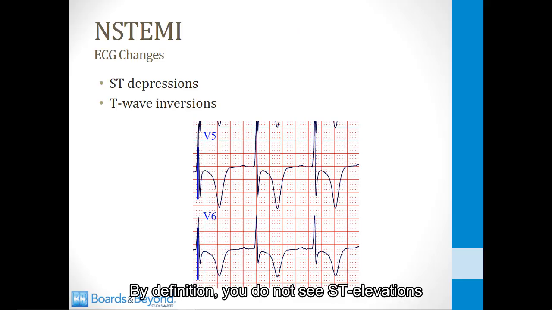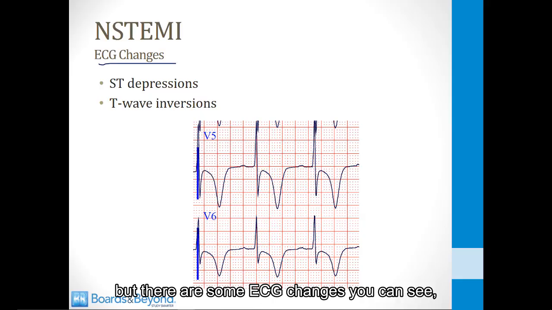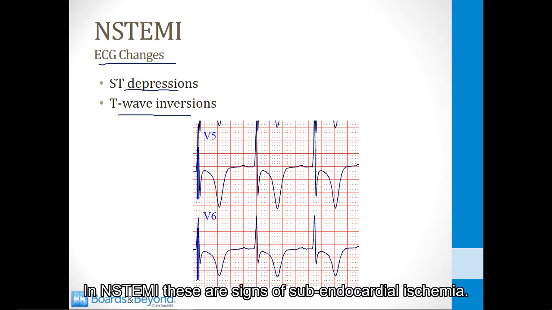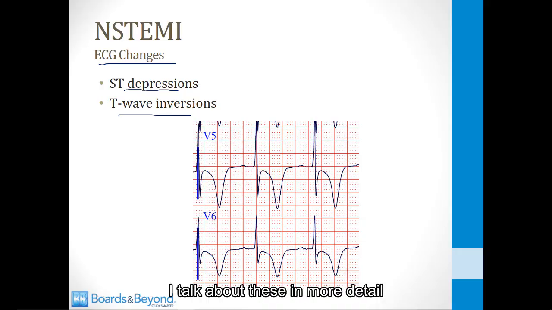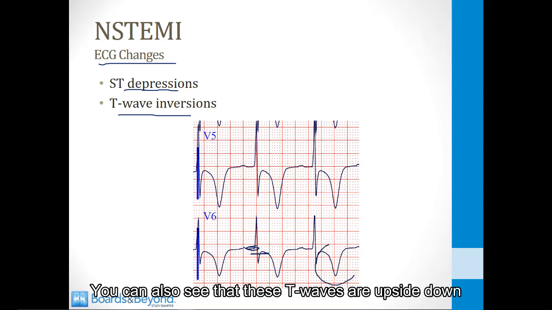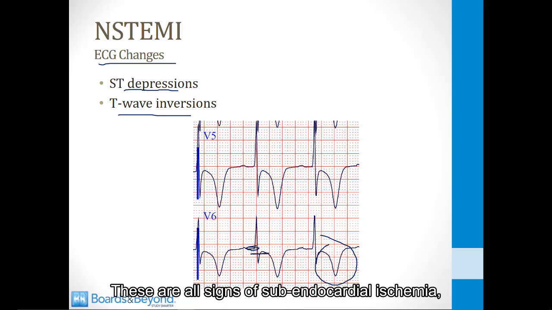By definition, you do not see ST elevations on the surface ECG in patients with NSTEMI, but there are some ECG changes you can see, and these are caused by subendocardial ischemia. So for example, you may see ST depressions or T-wave inversions in NSTEMI. These are signs of subendocardial ischemia. I talk about these in more detail in the video on ischemia basics, but some of these are shown on the screen here. So this is the baseline of the ST segment. You can see that the ST segments are depressed. You can also see that these T-waves are upside down or inverted. These are all signs of subendocardial ischemia, and they can be seen in NSTEMI.